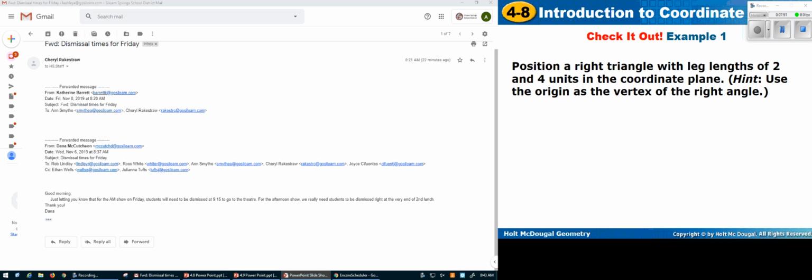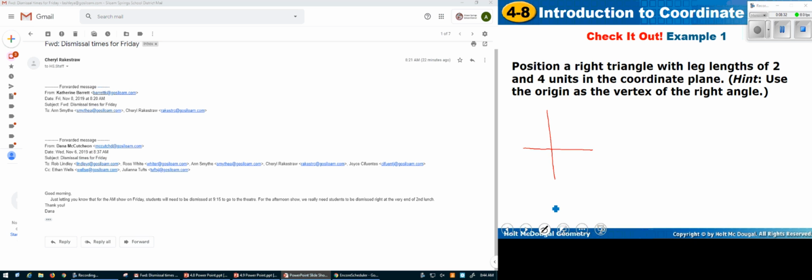The next one's also going to be pretty easy, because again, we're just dealing with numbers. So if you flip it over, it says position a right triangle with leg lengths of 2 and 4 units in the coordinate plane. So what kind of shape do we have? Right triangle. So if it's a right triangle, what can we do to get that right angle? What are we going to use to make our right angle? Both of our sides are going to go on our x-axis and our y-axis, right? And we want one of our legs to be 2 and one to be 4. Does it matter which one is which? It doesn't matter. They don't tell us, so it doesn't matter.